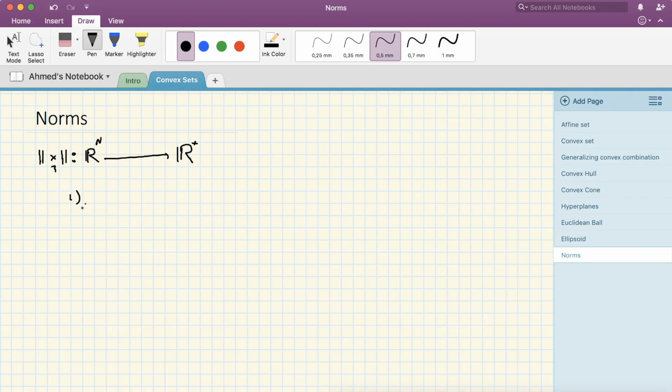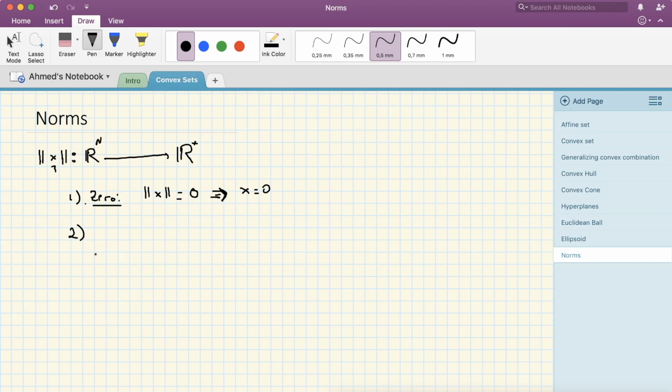So the first property is the 0 vector, 0. And what does it say? It says that if your norm is 0, then your vector has to be the 0 vector. So if you ever encounter a 0 norm, that's property number 1.